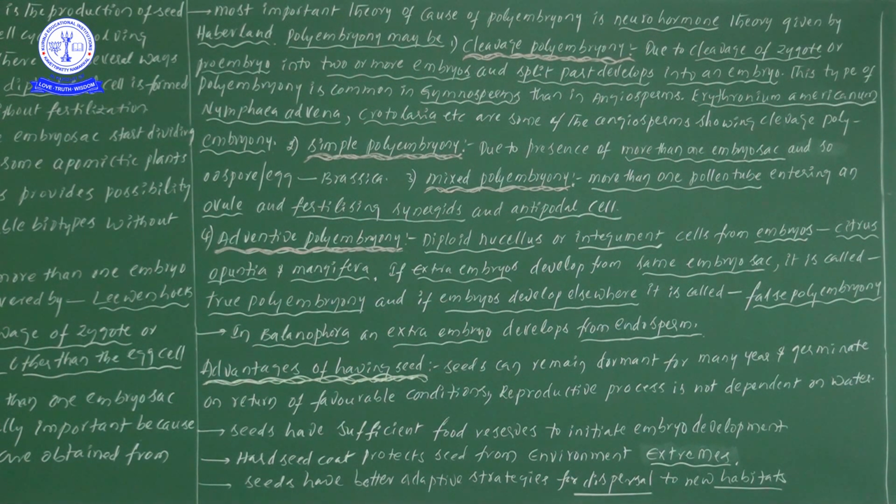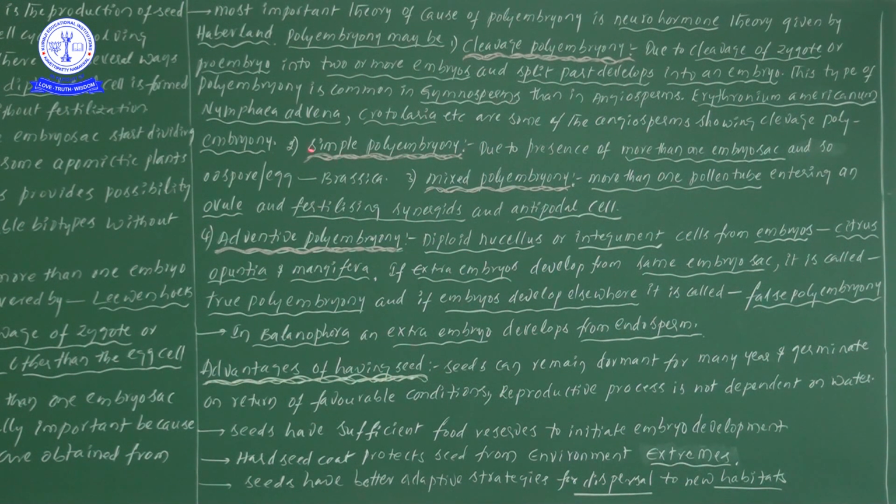Next, as examples of angiosperms I have given: Erythronium americanum, Nymphaea and Crotalaria. One more time, Erythronium, Nymphaea and Crotalaria members show this kind of cleavage polyembryonic condition. So these members belong to the angiosperms, showing cleavage polyembryony. Now let me move forward to the second one, that is simple polyembryony.